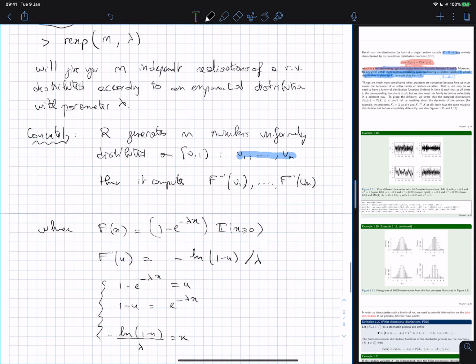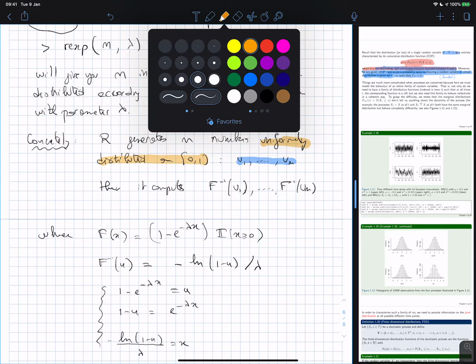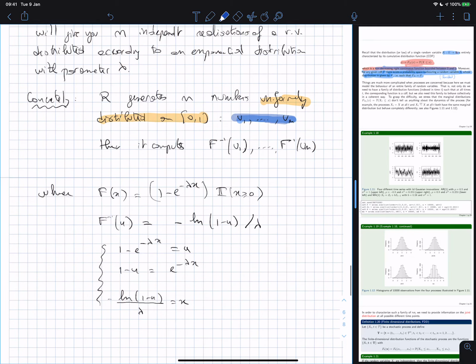So what does R do? It does nothing very smart. It simulates uniformly distributed numbers on 0, 1, these guys. And then it simply computes minus log of 1 minus these guys divided by lambda.